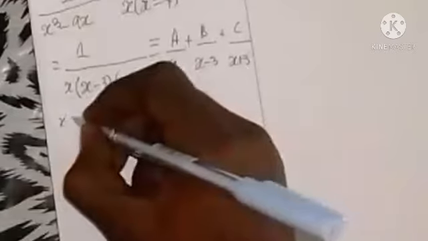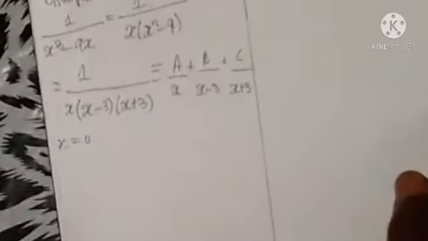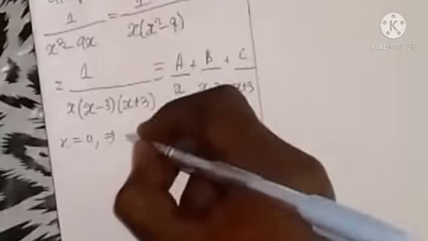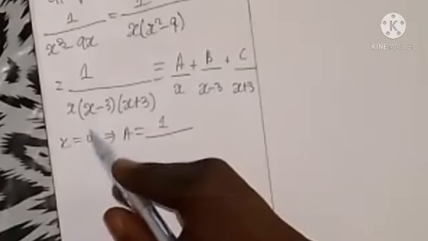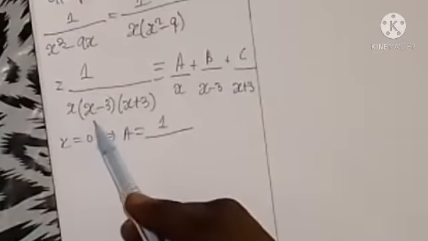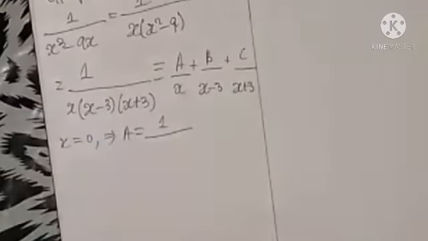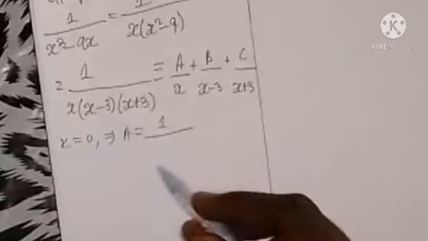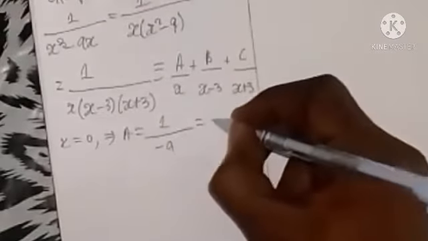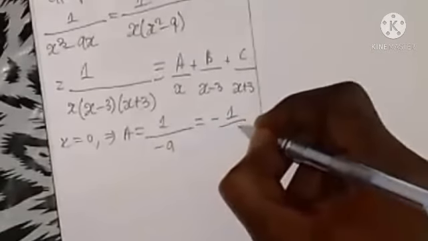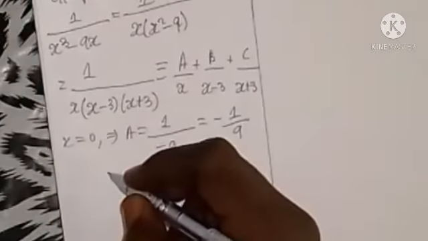So when x is equal to 0, that's for this value here, for the a, this implies that a is equal to 1 divided by 0 minus 3, that's minus 3, 0 plus 3, that's 3, so I'm going to have negative 9 here. So the value is minus 1 on 9.